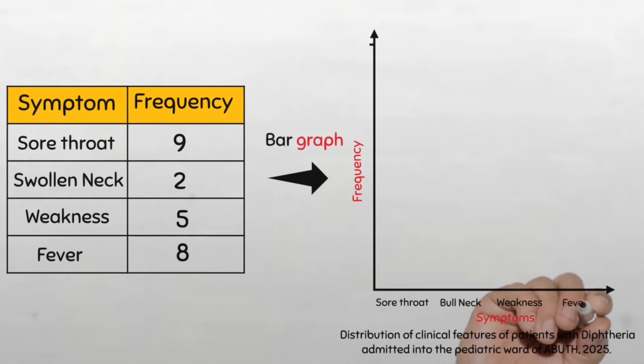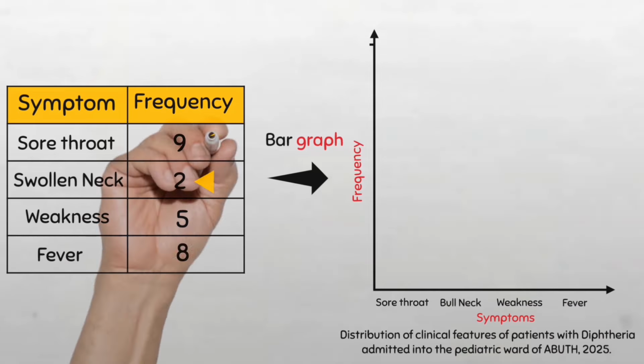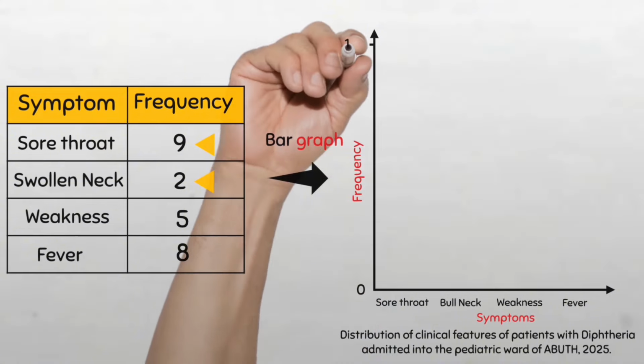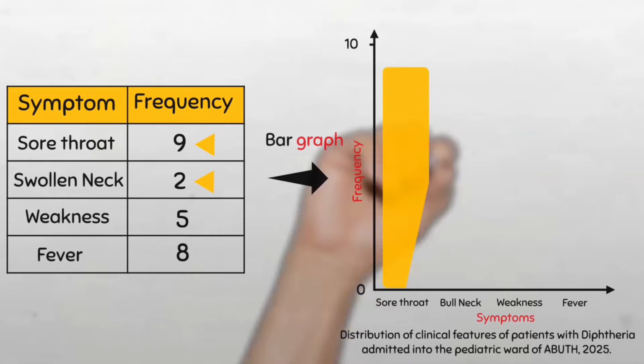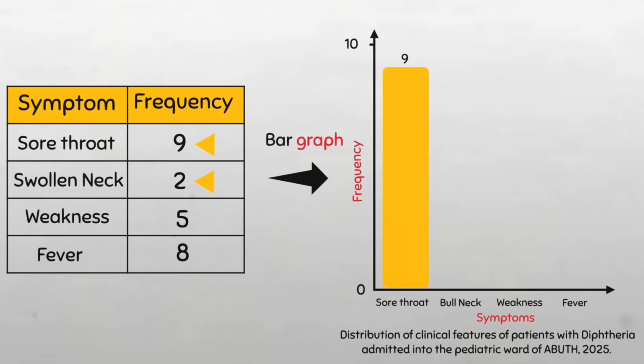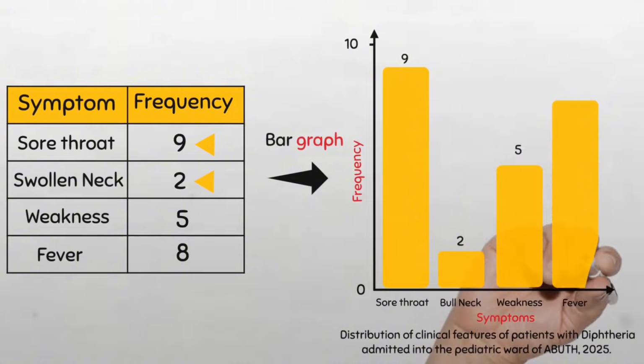The next step is to determine the range and the scale. We know that the data ranges from 2 to 9, so a scale of 0 to 10 will do. And finally, we draw the bars to represent each category. For the first category, sore throat, frequency is 9. The second, bull neck, frequency is 2. The third, weakness, frequency of 5. And the fourth, fever, is 8.